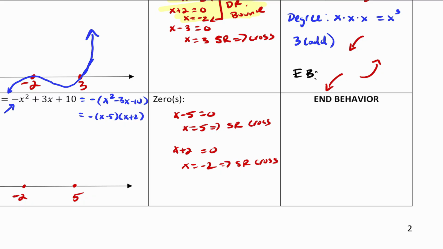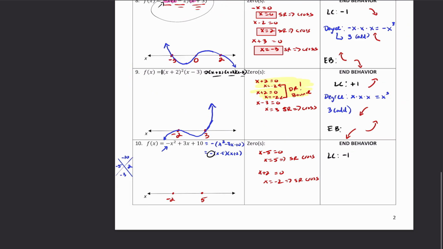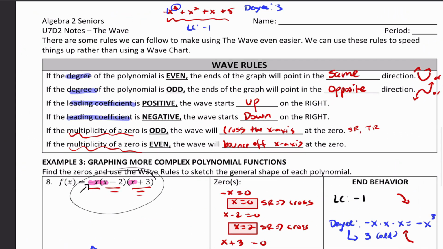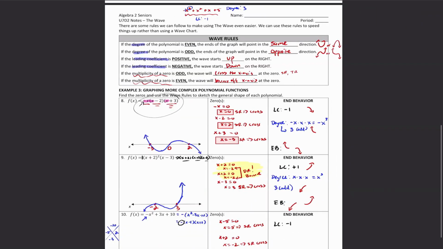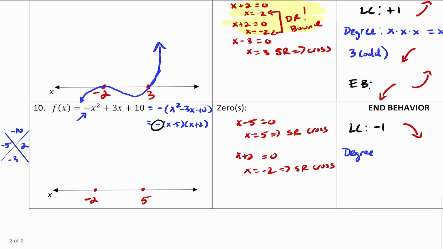Okay? So we're going to start off with our leading coefficient. So the leading coefficient is a negative. So we have a -1, and if the leading coefficient is a negative, we're going to go ahead and start down on the right. The degree, well, it's a +2. We don't really need to FOIL this or multiply anything because this is already in standard form and we can look at the degree right off the bat. So the degree of this thing is 2.